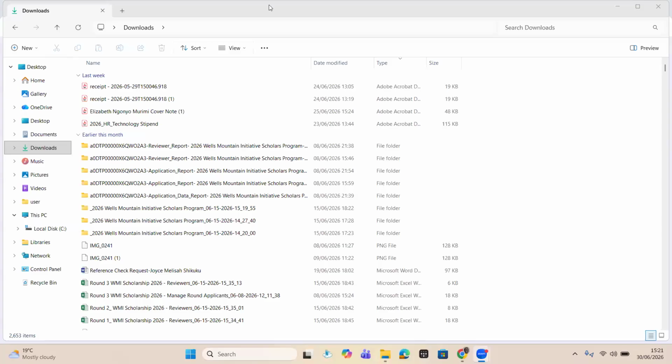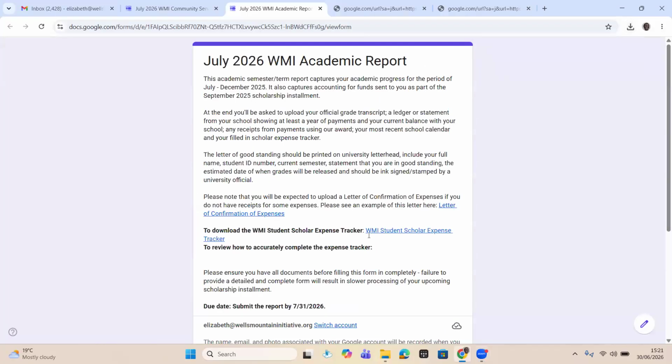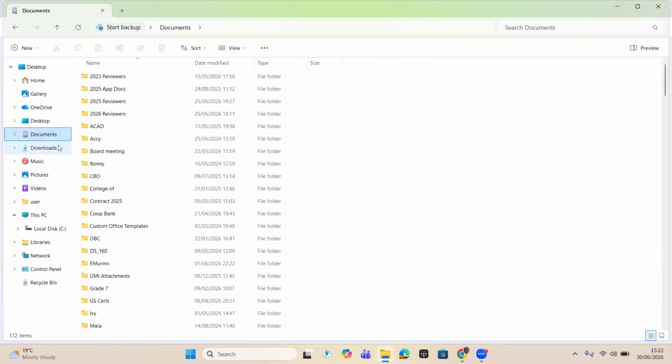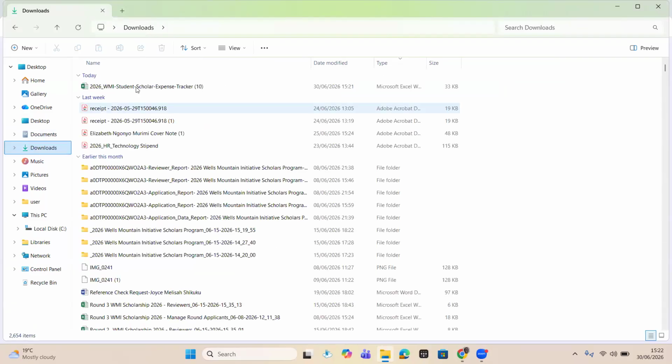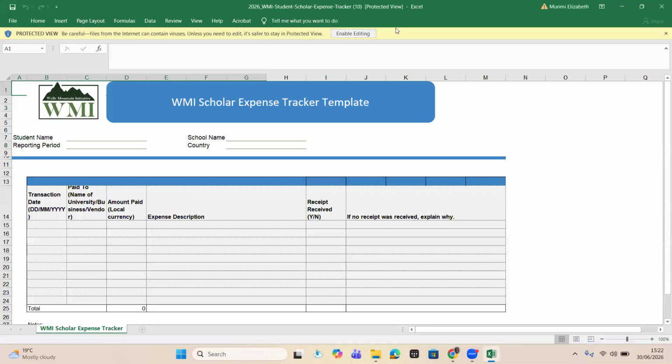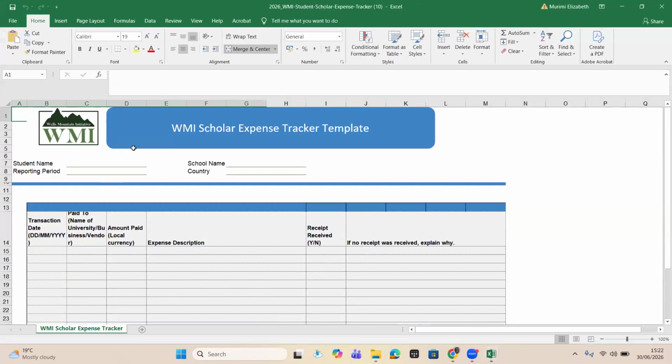All right, so we have the academic report. I mean, the link to the scholar expense tracker is here. So what you do, you can click on it. That is on the report form. Once you click on it, it will download onto your computer. So you just come to the downloads and then you open it. That is how you get to your expense tracker. Then you just click on enable editing and then you start filling it in.